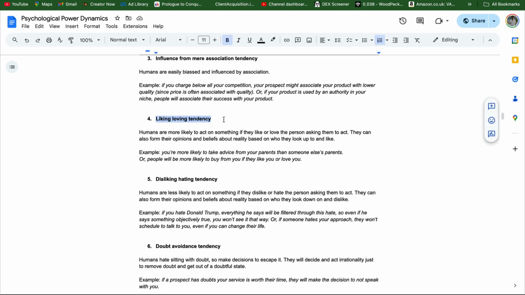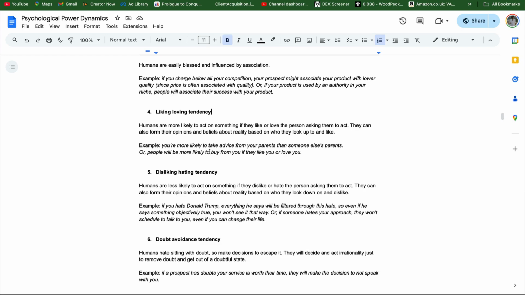Now, the fourth heuristic is liking, loving tendency. Humans are more likely to act on something if they like or love the person asking them to act. They can also form their opinions and beliefs about reality based on who they look up to and like. Example, you're more likely to take advice from your parents than someone else's parents. Or people will be more likely to buy from you if they like or love you.